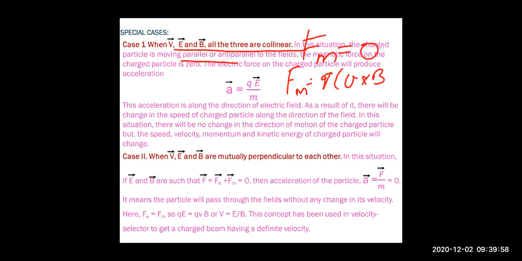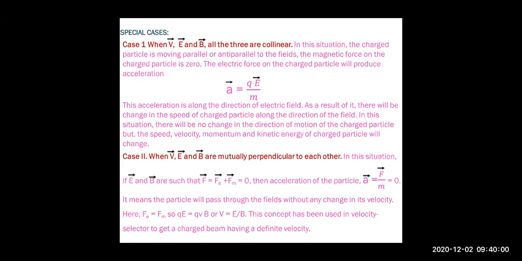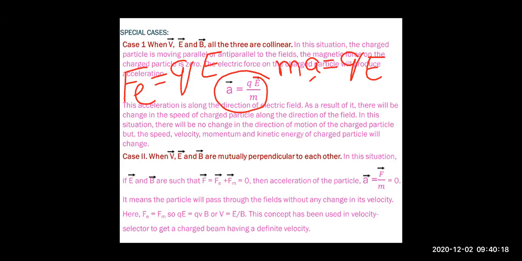That was the total force. So what is remaining, children? Only Fe is remaining. And we remember Fe is what? Fe is QE. Right? Now we know force equals what? According to Newton's second law of motion, F equals ma. That equals QE. And if we make a the subject of the formula from this equation, we get the acceleration produced in the charged particle: a is equal to QE upon m.